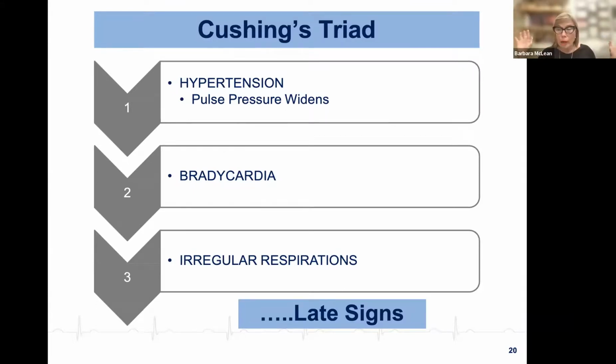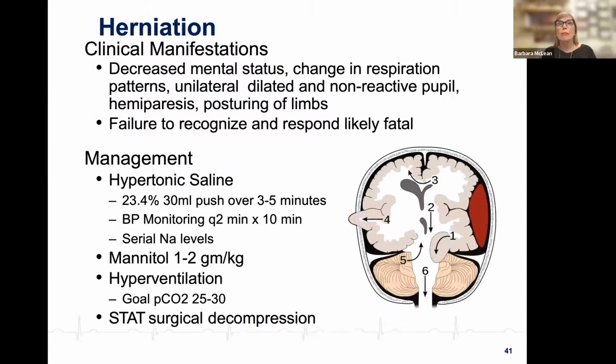You love to look at the brain and the endocrine function. And just remember that that complex approach here, hypertension with widening pulse pressure, bradycardia, irregular respirations, that's a really late sign. Your patient is already herniating. So our goal is to monitor you faithfully before that period of time.